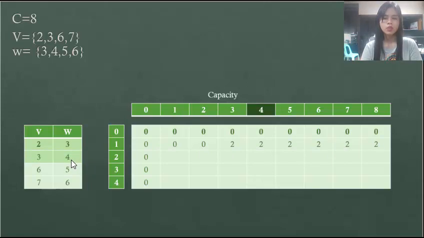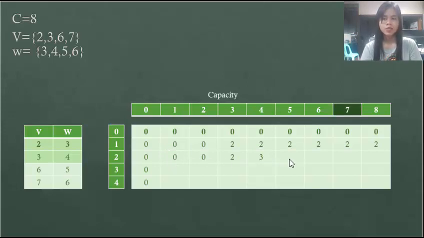For the second item, we will include the value and weight of the first item. As you can see, I highlighted the first and the second item. Let's take a look at the second item. Its weight is 4. We can only fill the bag if the capacity is 4. So what is the value of item 2? It is 3, right? So we put the value 3 in the table. And the columns of 1 to 3 have the same value as the upper previous one.